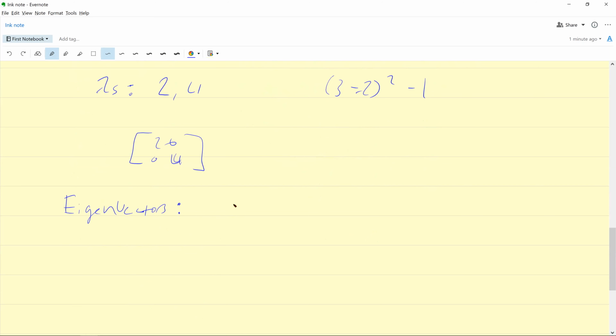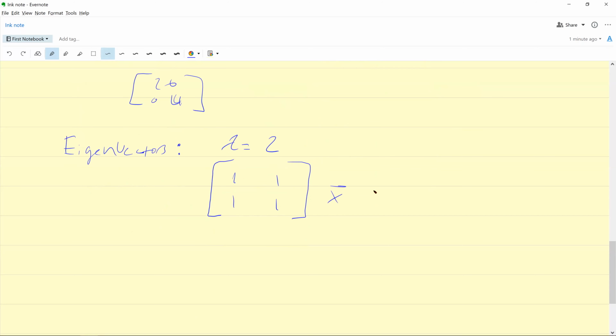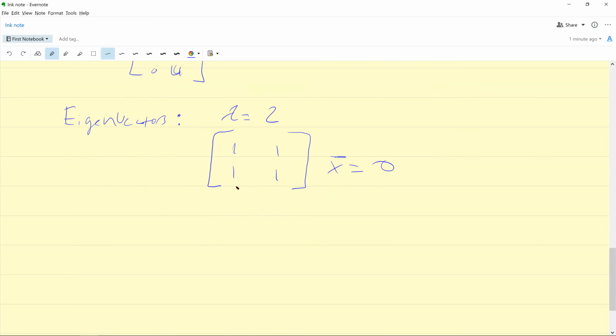How do we find the ones corresponding to lambda equals 2? You subtract 2 across the diagonal. Yeah. So then we get 1, 1, 1, 1. And what do we do with this matrix? We set it equal to 0. Right. So we're trying to find this times x equal to 0. Did you guys figure that one out? Yeah, it should be -1, 1, right?